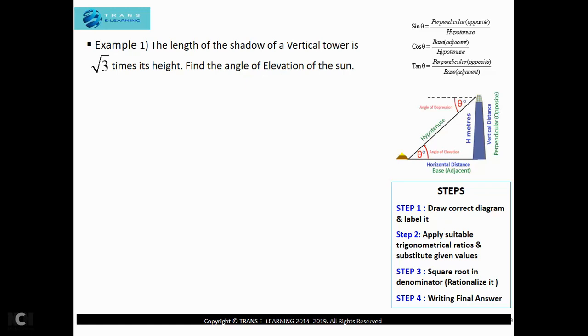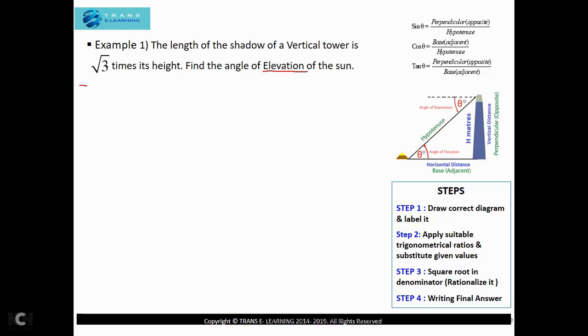In this video we'll be concentrating on solving the examples. So let's start. Here is the first example: the length of a shadow of a vertical tower is √3 times its height. We need to find the angle of elevation of the sun.